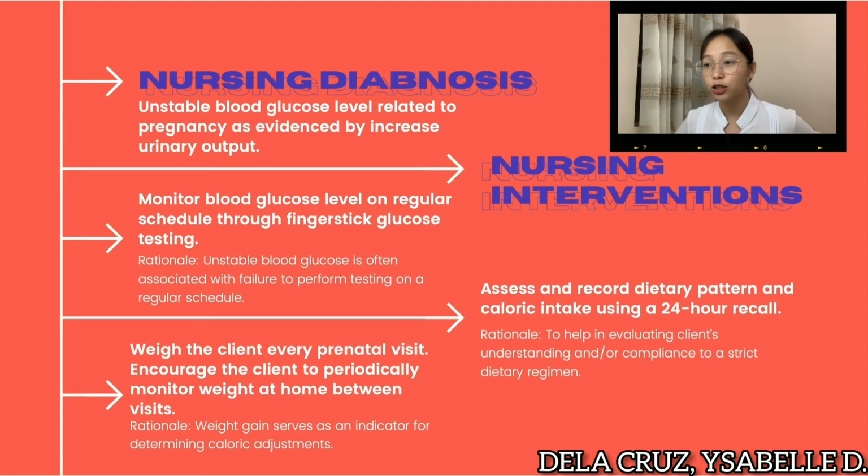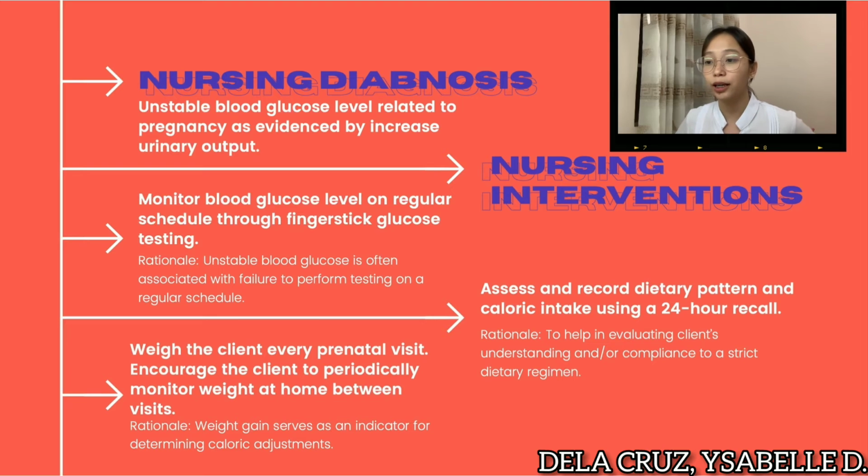For the interventions, number 1, monitor blood glucose level on regular schedule through finger stick glucose testing. So sabi nga kanina sa medical management, kailangan i-monitor ng pregnant mother regularly yung glucose niya since yung unstable blood glucose is often associated with failure to perform testing on a regular schedule.